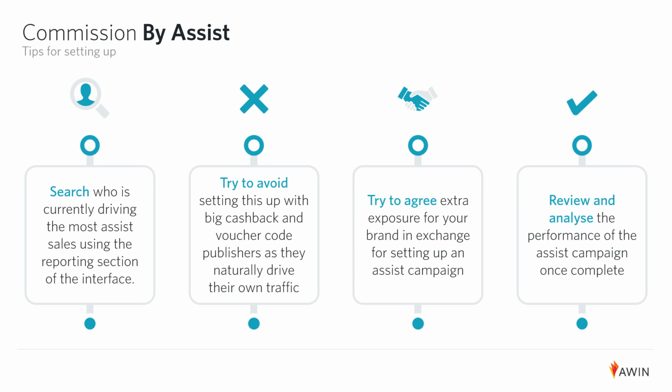We recommend you begin by identifying those affiliates driving a large number of assists in the publisher performance report. Avoid setting these up with big voucher code and cashback sites, as whilst they may assist others, they also traditionally sit lower in the funnel and don't need to be incentivized in this way. Try to agree extra exposure and guarantee additional coverage in return for this, and see if it improves the overall number of clicks, assists, and engagement, as well as sales that this publisher is able to generate.